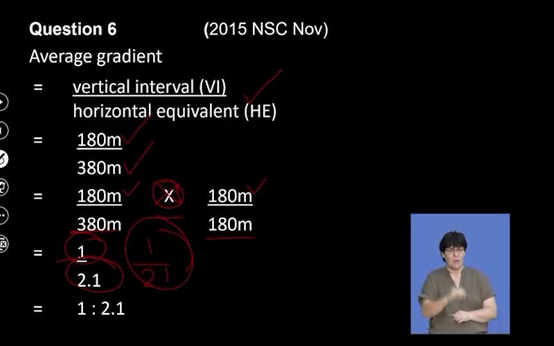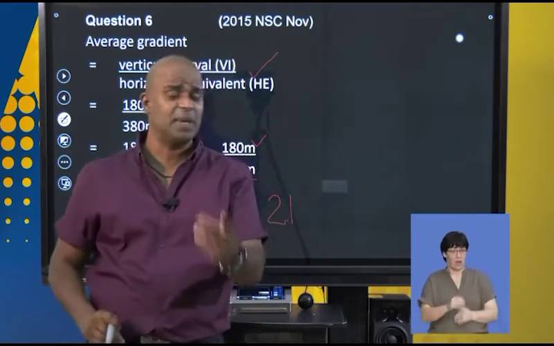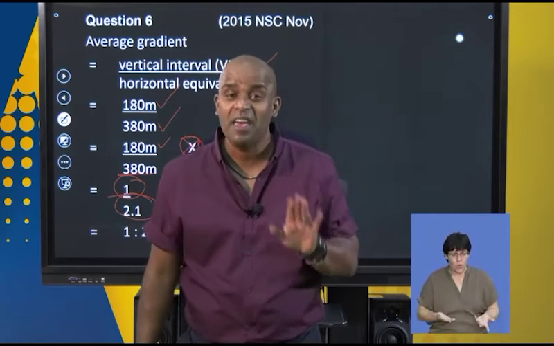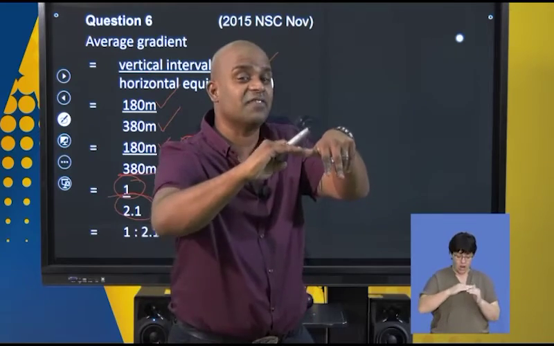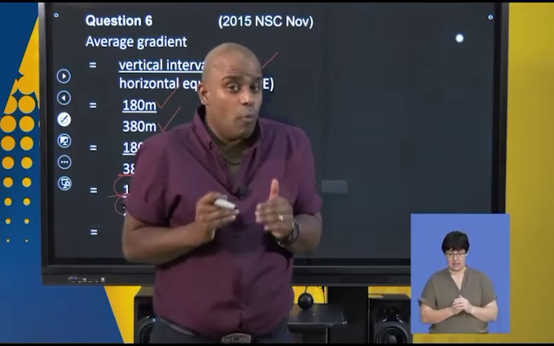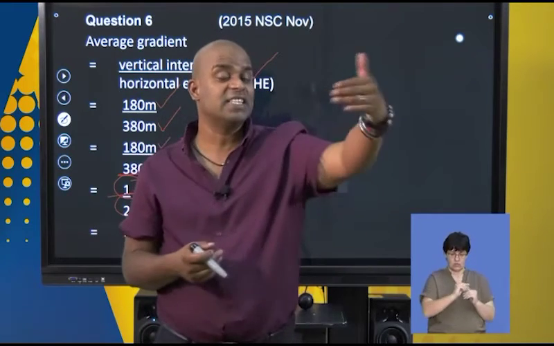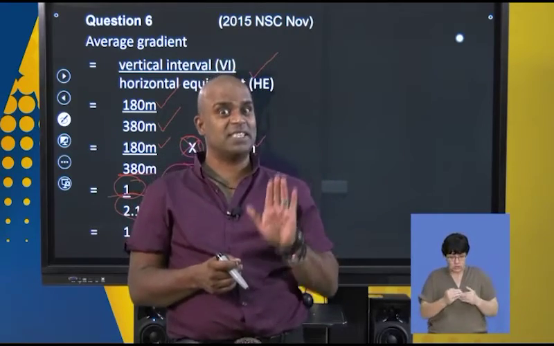What does this mean? When I'm expressing it as a ratio, 1 is to 2.1. So, is it greater or less than 10? Good, it's less than 10. What does this mean? It's a steep slope. How do we know this? For every 2.1 meters walked, the height of the land surface increases by 1 meter. I'm walking a shorter distance for a higher increase. The longer the distance, the more gentle the slope. The shorter the distance, the steeper the slope.